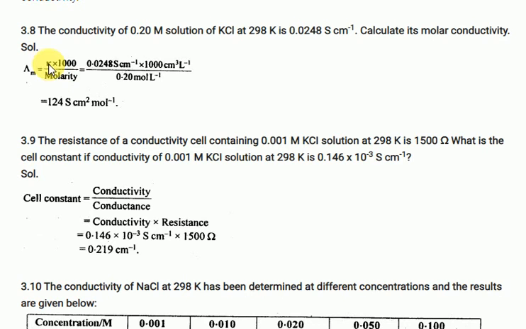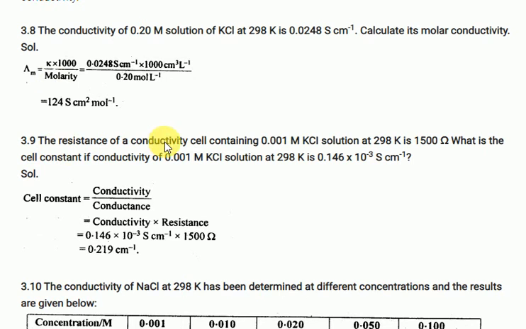What is kappa? Specific conductivity. The conductivity is given here. This value into 1000 by molarity. How much concentration is given? 0.20 molar. You only have to substitute and get that. It's an easy problem. Okay, clear? Remember, molar conductivity is equal to kappa into 1000 by molarity. If normality is given, then it is kappa into 1000 by normality.